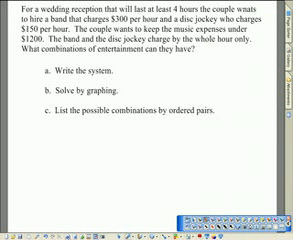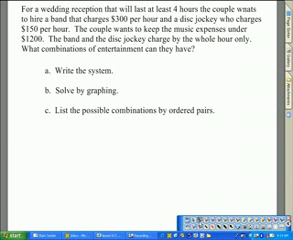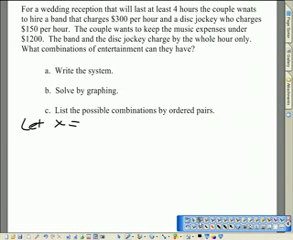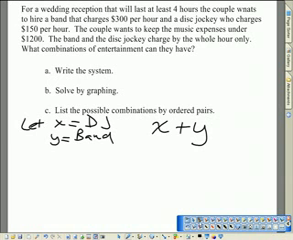Well, this is word problems. This is real life kind of stuff. I know that if we let X be the disc jockey and Y be the band, we know that they want at least 4 hours. So X plus Y has to be greater than or equal to 4 hours, right? When we look at number of hours.